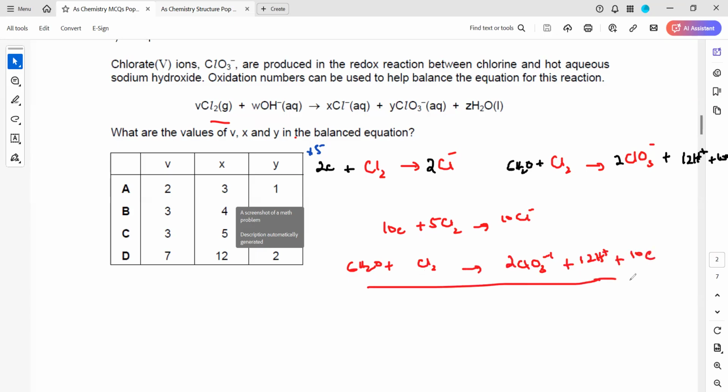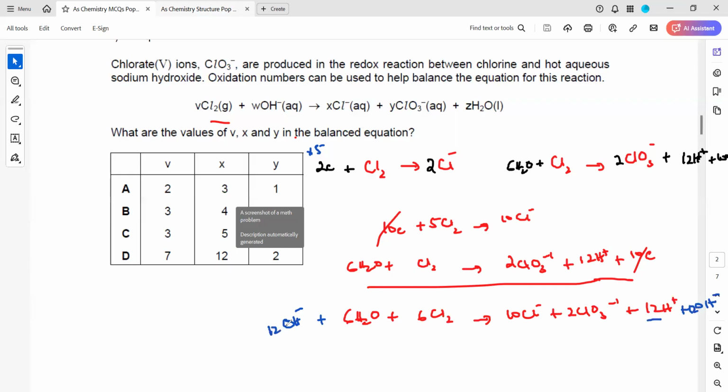When we add these two equations, electrons cancel with electrons, as they are on opposite sides. We have 6 water molecules, we have 6 chlorine, we have 10 chloride ions, we have 2 chlorate ions, and we have 12 protons. Now we want to convert this into alkaline medium. So if you want to convert into alkaline medium, you add OH. How many OH ions will you add to both sides? You will add the same as the number of protons. So you will add 12 here as there are 12 protons.